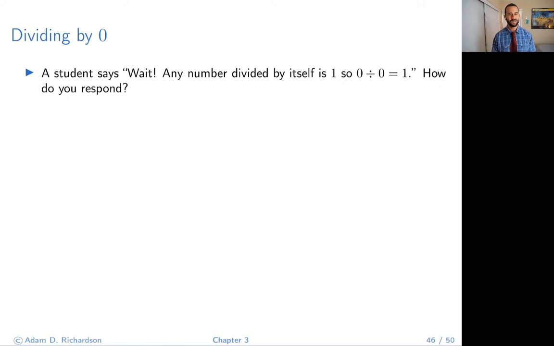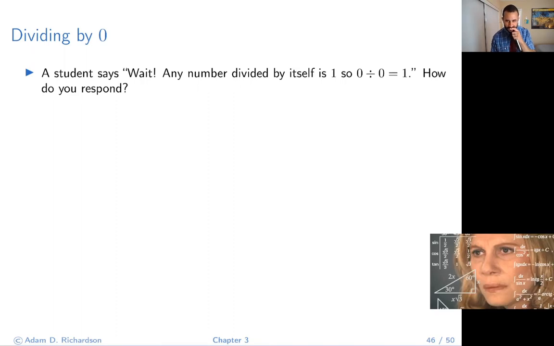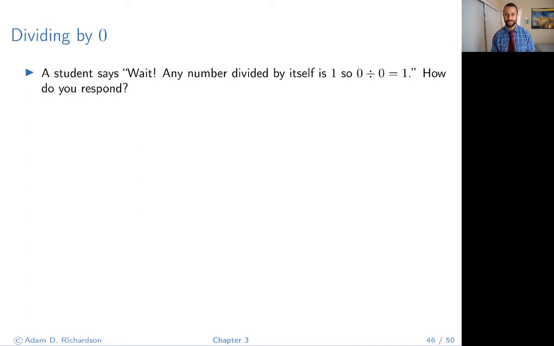Is that student right? Think about this. "Wait, 0 divided by 0 is equal to 1." How am I going to respond? This is what it's like to be a teacher in front of all these students in the classroom, and the little kid is looking at you like, how do you respond, teacher? Tell me the truth. How do you respond?